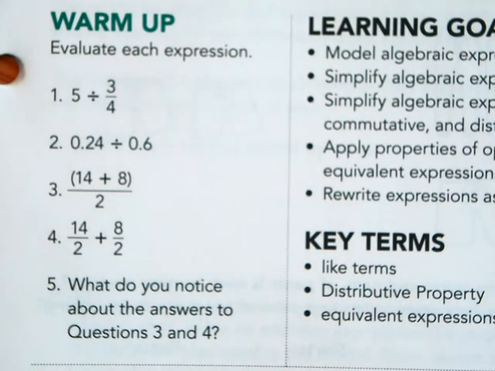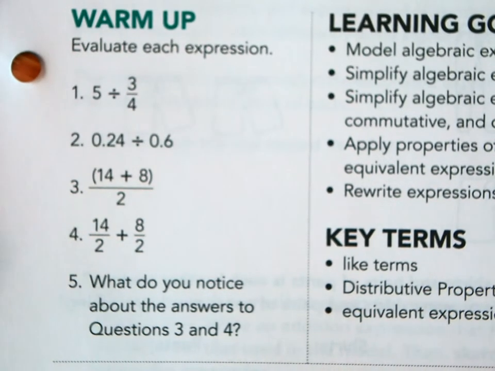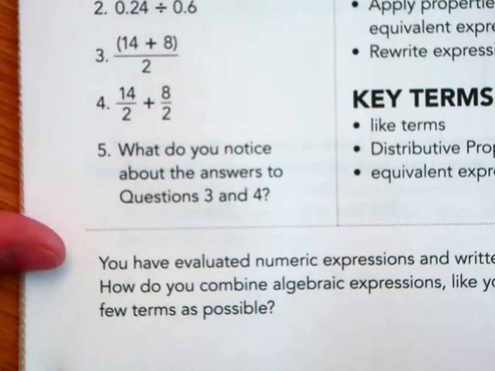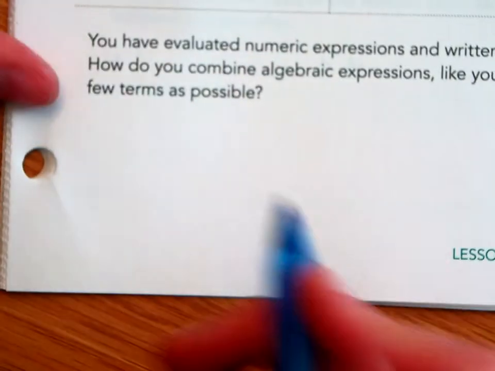Here we have, on number 1, 5 divided by 3/4. Now, there were several ways we did this in our interactive notebook. We could model this, but you can also do the shortcut, the keep, change, flip model. So I'm going to show you the keep, change, flip for time efficiency. I'm going to show my work down here in the space below.